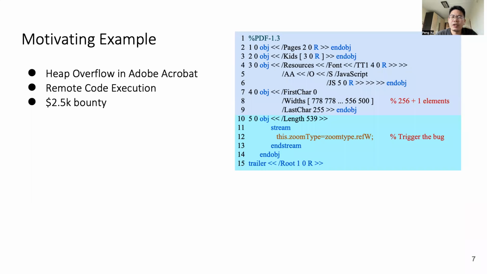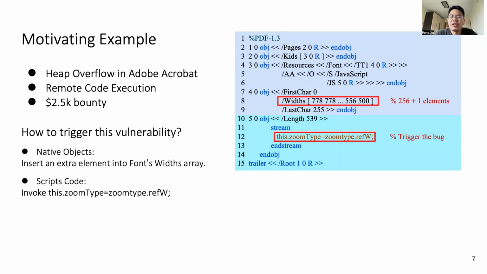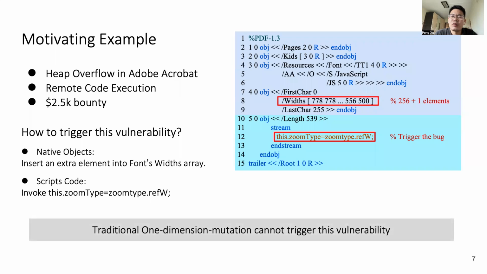Then let's see how to trigger this vulnerability. First of all, in native objects, we must insert one extra element in the document. Then in script code, we must utilize JavaScript code to change the zoom type of the document to RefW. So as you can see, to trigger this vulnerability, we must mutate both native objects and script code, and traditional one-dimension mutation cannot find this sort of vulnerability. Inspired by this vulnerability, we want to design a new solution to discover this sort of vulnerabilities related to both native objects and script code.